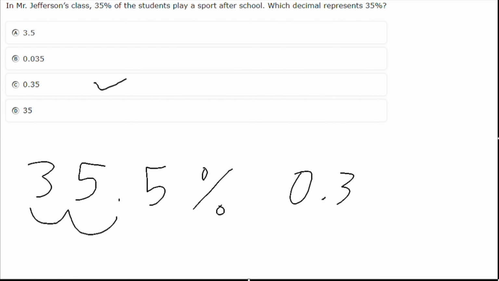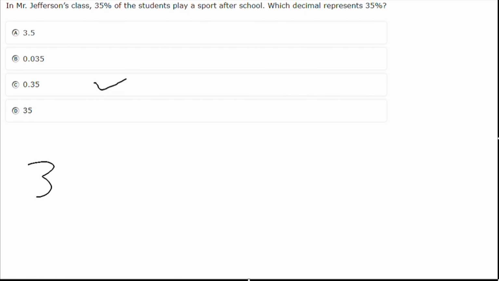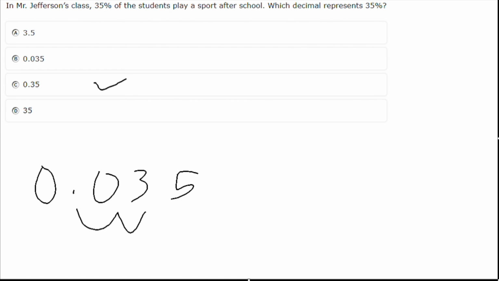Now what if we are turning our decimals into percentages? In this case, you're just going to be doing the exact opposite. Let's take answer choice B for instance. We have 0.035. In that case, all you're going to do is bring your decimal 2 places to the right. So in this case, our decimal is going to end up right here. So that means we're going to have 3.5%.